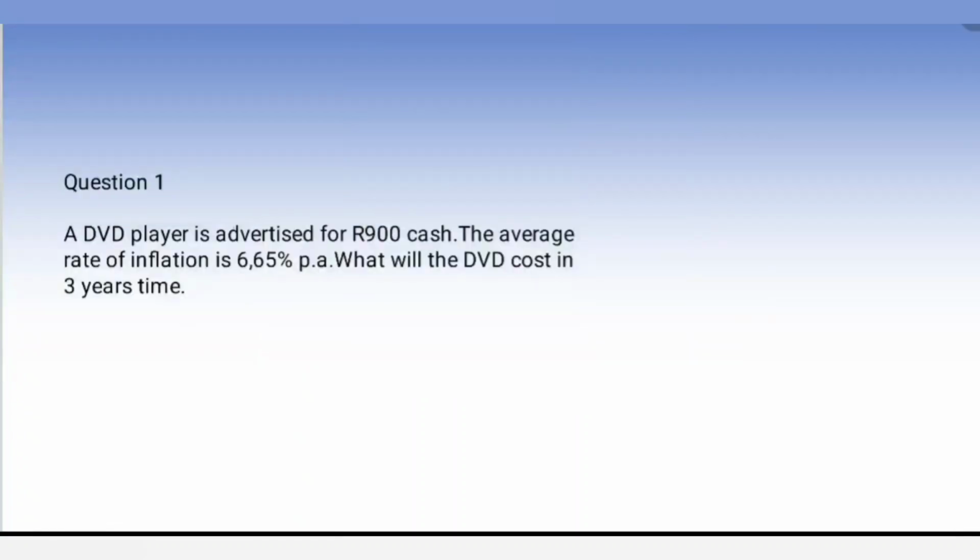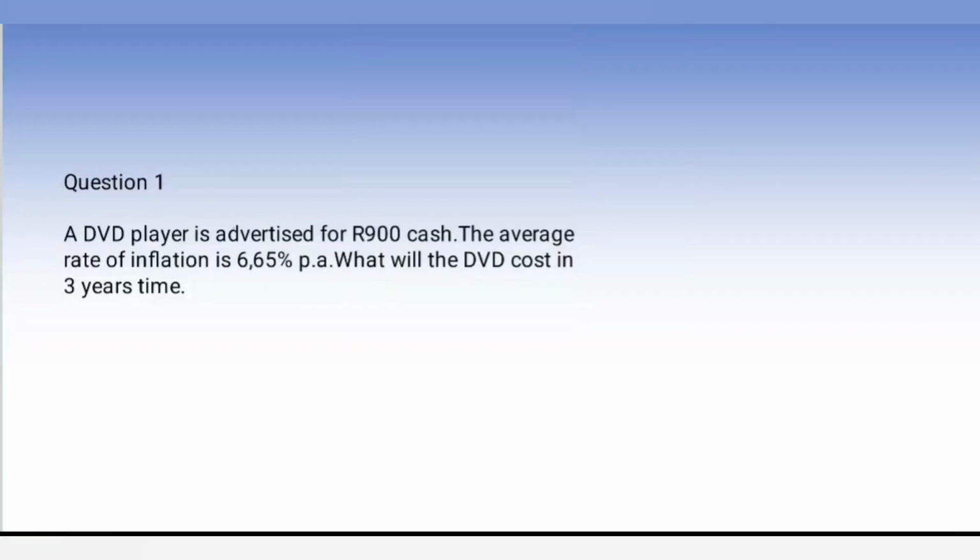Question number 1. A DVD player is advertised for 900 Rand cash. The average rate of inflation, did you see that word inflation? Then you have to use the compound interest formula here. Don't use the simple interest formula here. So the average rate of inflation is 6.65% per annum. Annum means per year. What will the DVD cost in 3 years' time? So inflation, so you have to use the compound interest formula.